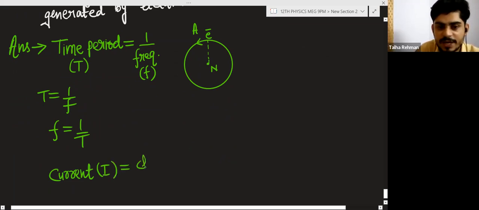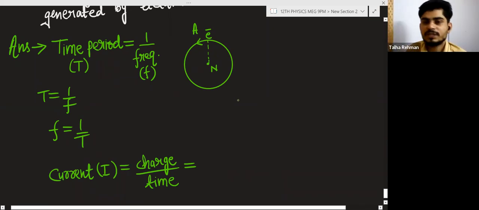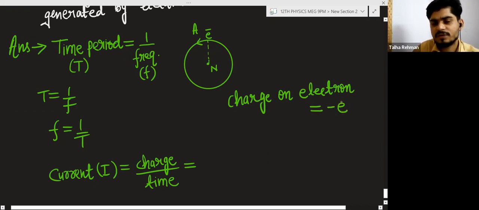Charge flown divided by time. Charge divided by time, in simple words. And what is the charge on electron? We know that the charge on electron is 1.6 × 10^-19, but I am taking charge on electron here as -e. We all know what is the charge on electron, but I am taking it here as -e.